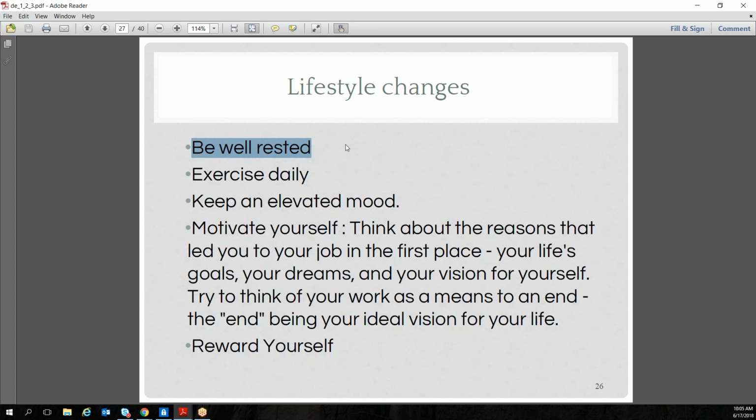If we are well rested, the next day we won't feel lazy. We can work more efficiently. Yes, effective and efficient. So this is a very simple answer.